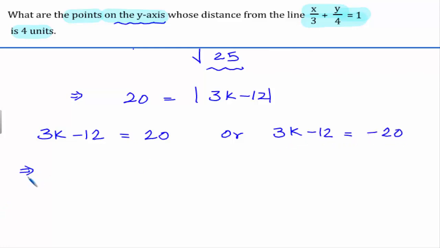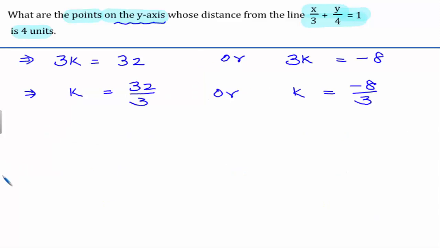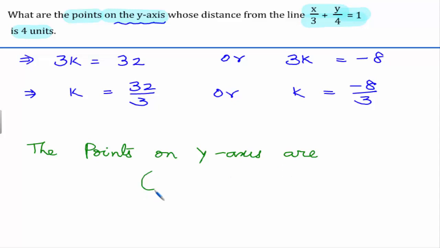Now let us simplify them simultaneously. 3k is equal to 32 and here 3k is equal to minus 8. Then k will be 32 by 3 in the first case and k will be minus 8 by 3 in the second case. So the points on the y-axis: one is (0, 32 by 3) and the second one is (0, minus 8 by 3).